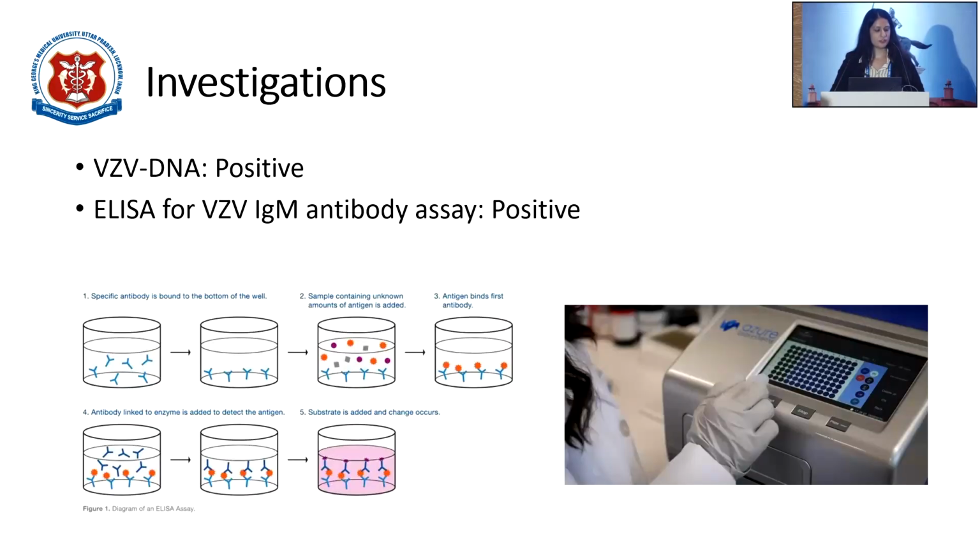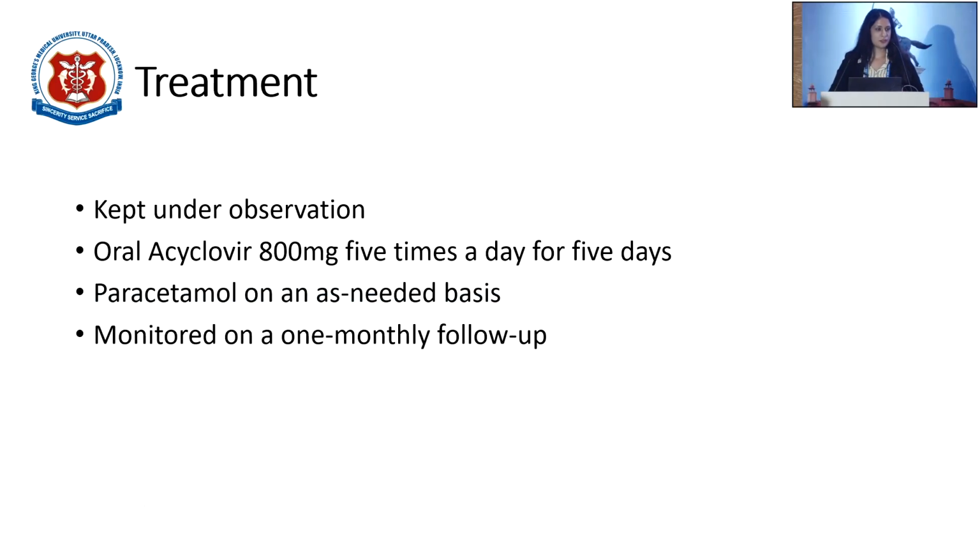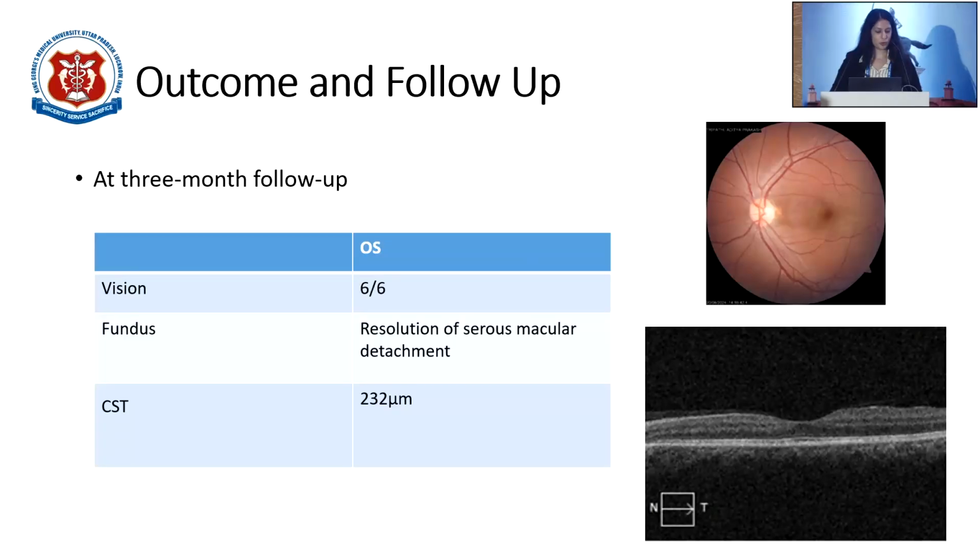Investigations were done. Varicella zoster virus DNA PCR and ELISA were positive. The treatment that we gave to the patient was that we kept him under observation and continued his oral medications and monitored him on a 1-monthly follow-up, where we observed that the detachment was progressively regressing. At the 3-month follow-up, the vision was restored to 6/6, and there was complete resolution of serous macular detachment on the fundus, and the central subfield thickness on the OCT was 232 micrometers.